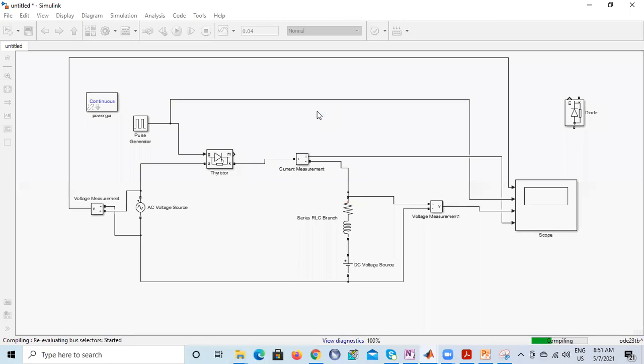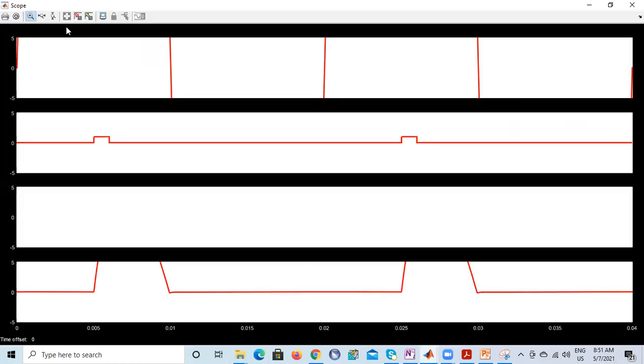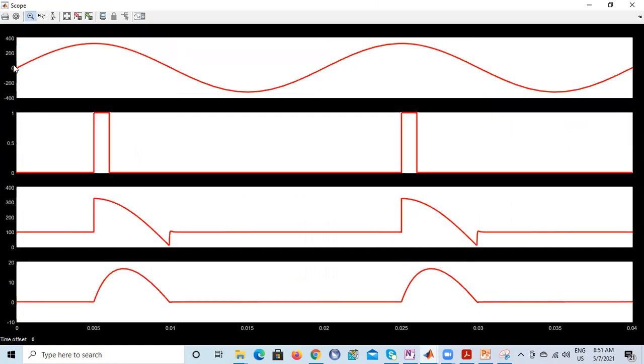The simulation is completed. Then let's go to the scope, and that's what you get. The input voltage source, 230 volt, I have given. Then the gate pulse, which was given at 90 degrees. Only when we get the gate pulse at 90 degrees are we getting the output. And then at pi, after that, there is a small negative voltage due to the inductance L.